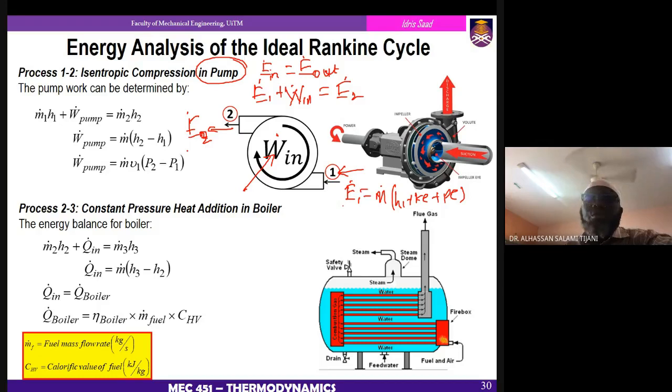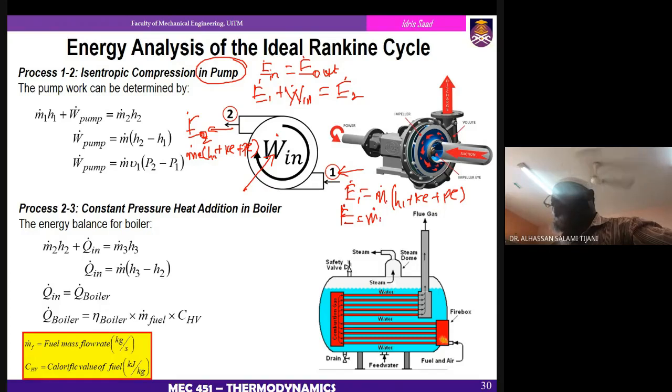Similarly, E2 gives us mass flow rate M2 times H2, plus kinetic energy at the exit plus potential energy. But the changes in these potential and kinetic energies are equal to 0. So eventually, E1 equals mass flow rate M1 times H1, and similarly, E2 equals M2 times H2.